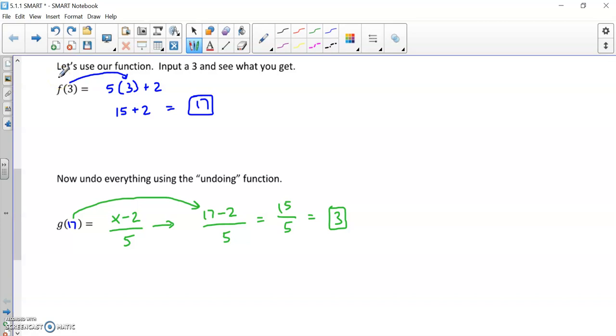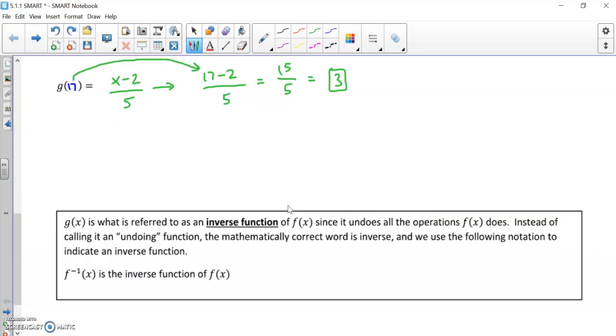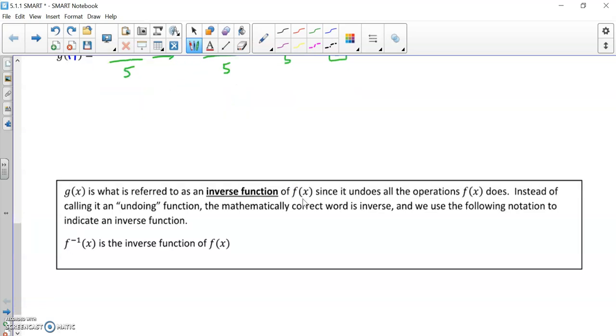Okay, that's just going to show you how that function truly is undoing the original, because I was able to use that first solution to go back to the original input. All right, so we've been so far calling this undoing and opposites, but there actually is a proper name for it. And this g of x that we're finding, which is the undoing function, is actually called an inverse function. Okay. Inverse is kind of a fancy way to say opposite.